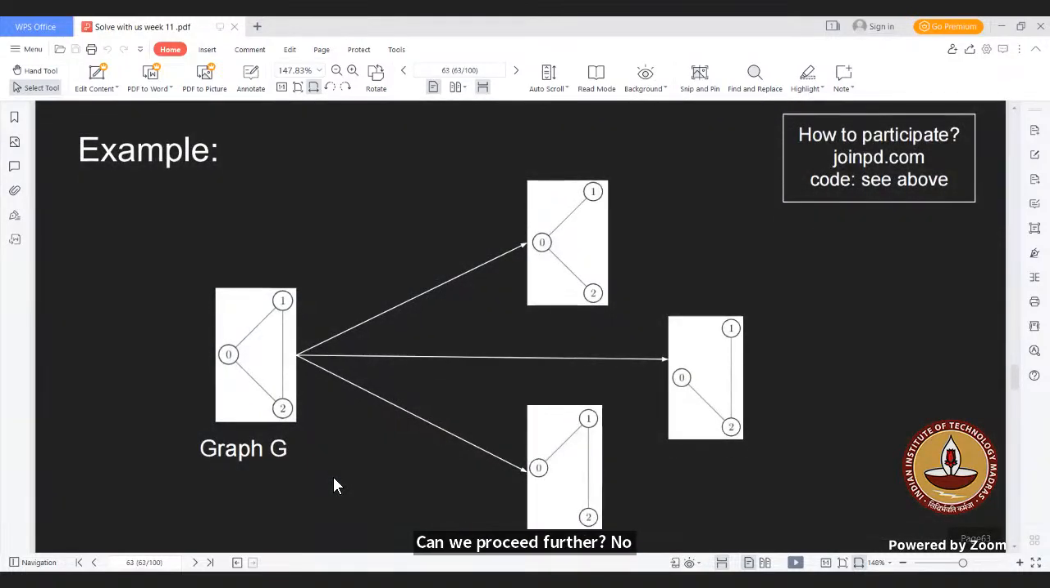Sir, can we only use this for an undirected graph? Yes, we'll be discussing undirected graphs in this case. Right now, we are discussing undirected graphs.